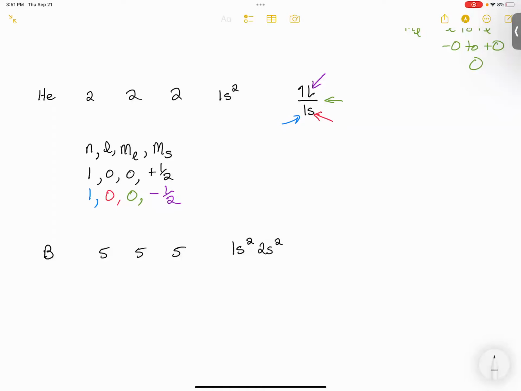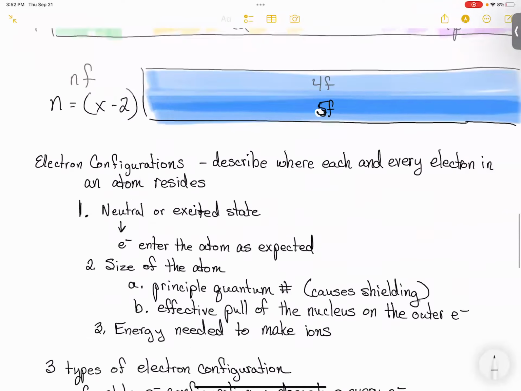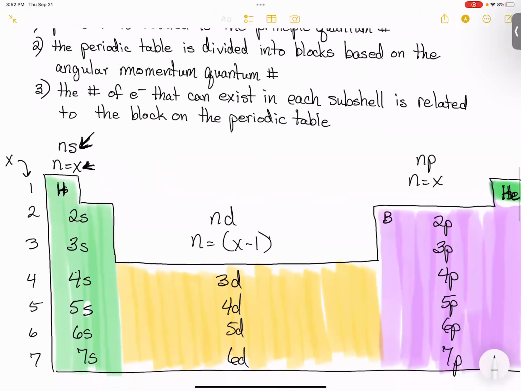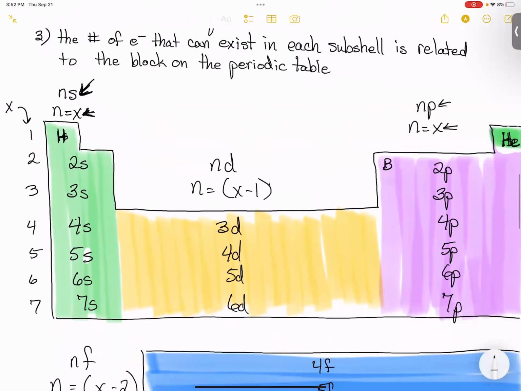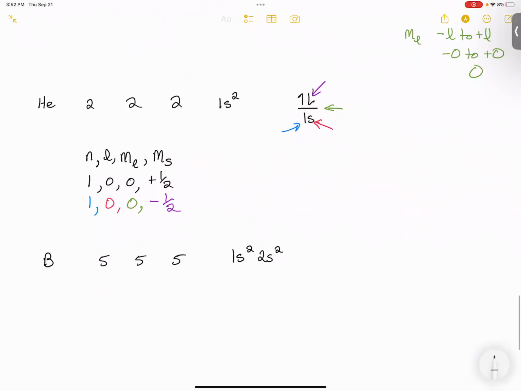So it's 2s2. Then we move all the way over to the right-hand side of the periodic table. And when we get to the right-hand side of the periodic table, we are in the NP block, where N is equal to the period number. So we are in the 2p's. And boron just happens to be the first element in the 2p's.